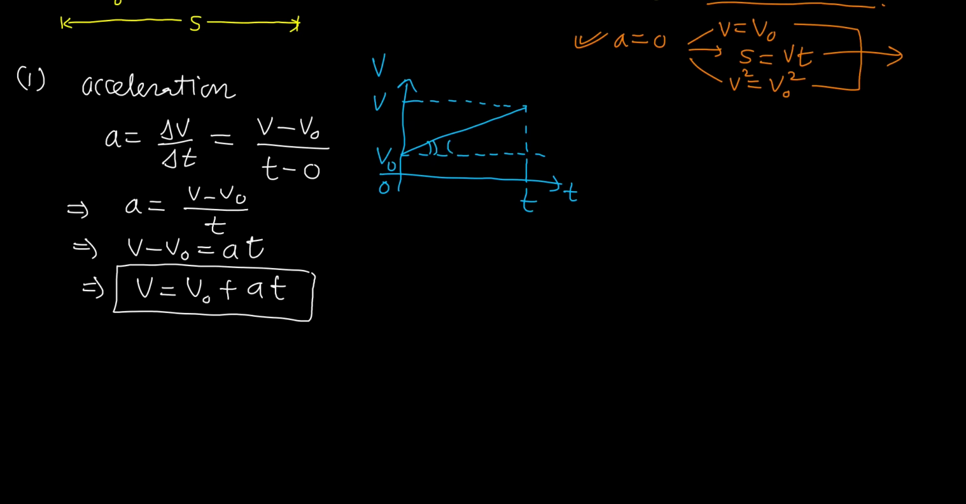Suppose this angle is theta. Then you know from a velocity time graph you can get acceleration by calculating the slope of the graph. So for this velocity time graph, the slope of the graph will give you acceleration. So from here you can write acceleration is equal to slope, and what will be the slope here? If the angle is theta, made by the graph with the positive direction of the time axis, then the slope is given by tan of theta.